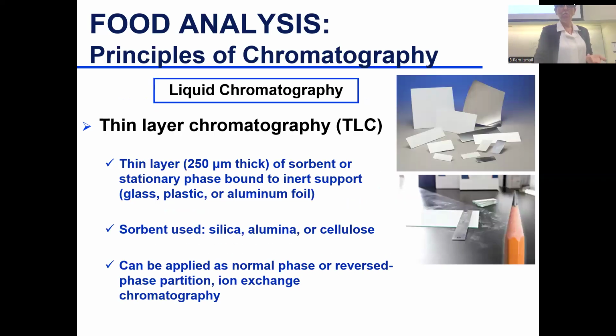Yeah. So this is basically what I just explained. Mostly it's silica, but there are alumina and cellulose, but silica is the most common layer of stationary phase, or it can be the layer that we impregnate with water. Most commonly, normal phase can be reversed if we impregnate with nonpolar solvent, or the silica can also be derivatized to carry acid or base to be charged or ion exchange.